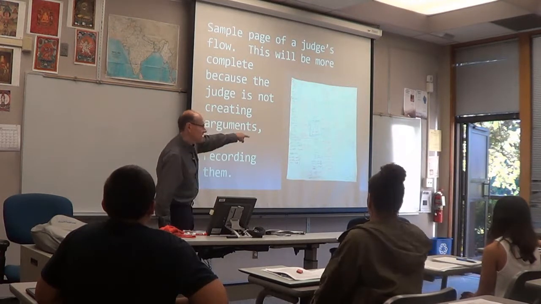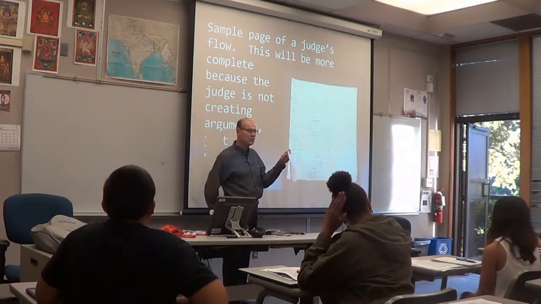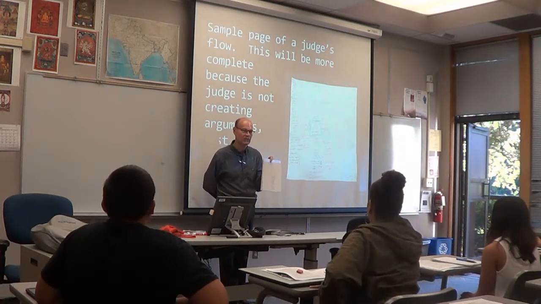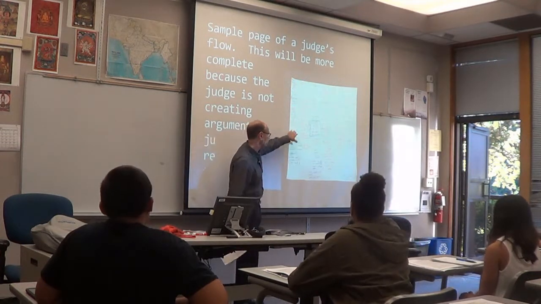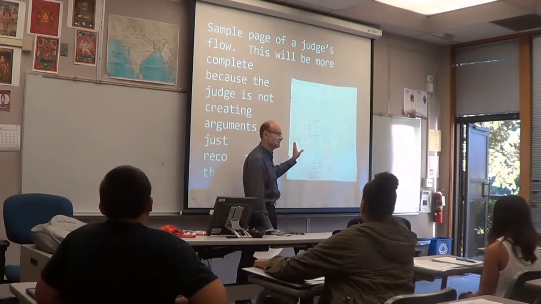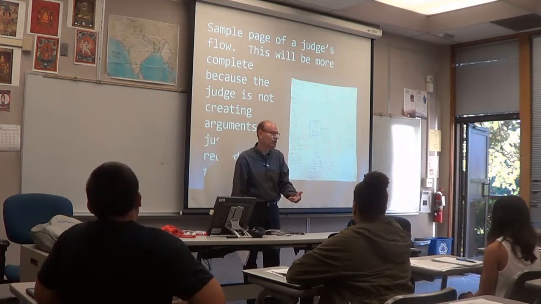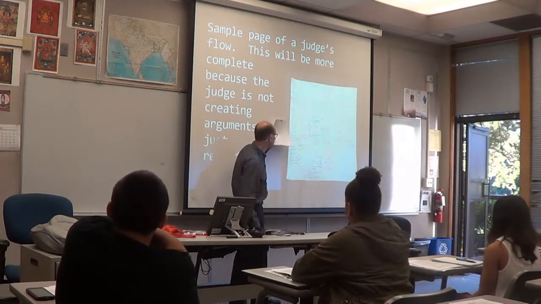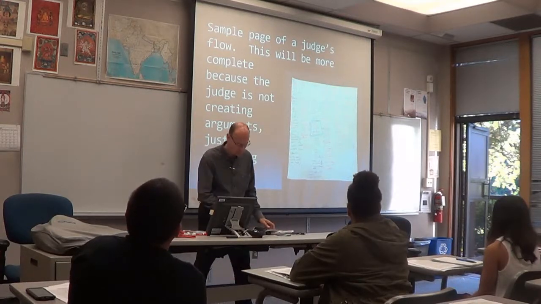So, you notice how different this looks? This is one of my flows. Henry was debating here, so he had better things to do than to write down literally everything, and plus he wasn't evaluating the debate, he was trying to win the debate. So a judge's flow is going to look a lot different than you as the competitor's flow. I literally am just sitting there. I don't have to come up with arguments. I just need to make a decision based on a comprehensive reflection of what was said. And so, major difference here between what a judge is going to take down and what you need to take down. Okay?